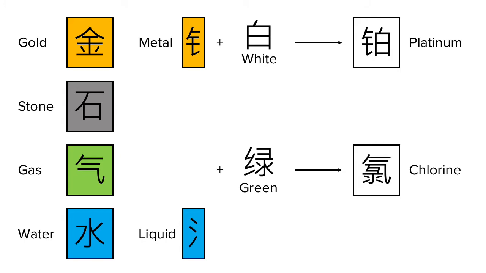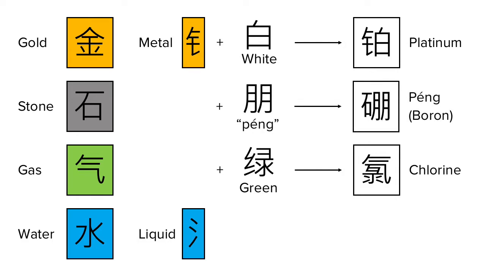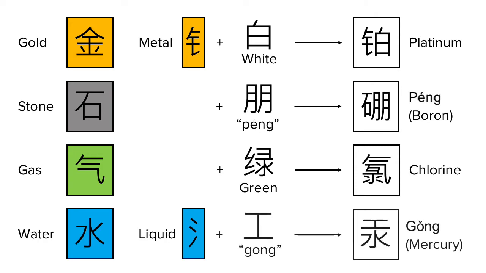The element boron is called péng in Mandarin Chinese. And because this sounds like the word for friend, the character for boron combines the symbol for stone with that for friend. Mercury is called gǒng in Mandarin Chinese, and because that sounds like the word for work, the character for mercury combines the symbol for liquid with that for work.